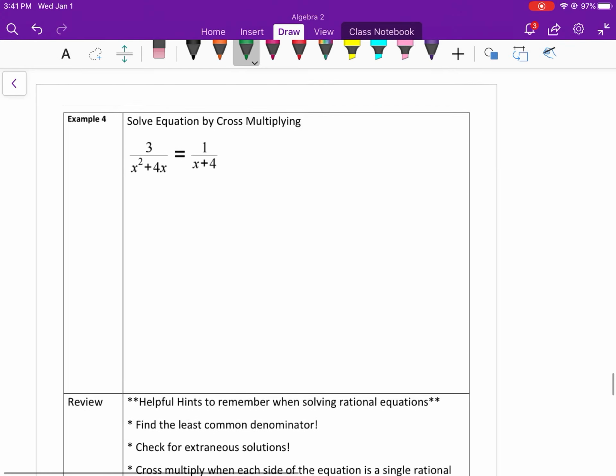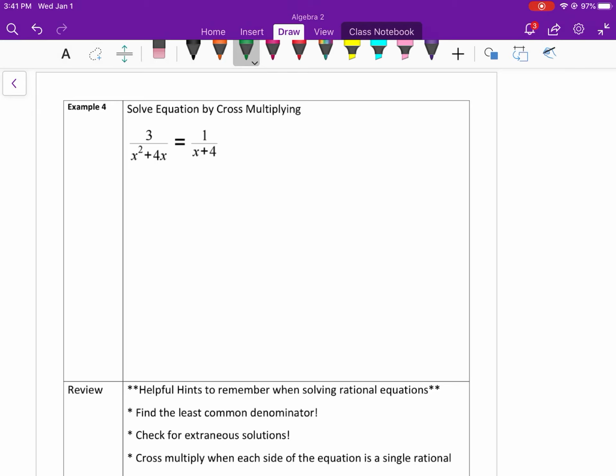So if you have two fractions just set equal to each other like this, instead of multiplying by the lowest common denominator, which you still could, you can cross multiply. It has to be one fraction set equal to another fraction. You can't have another fraction being added over here, or you can't use the cross multiplication method. So here, if you cross multiply, you get 3 times x plus 4 has to equal the product of 1 times x squared plus 4x.